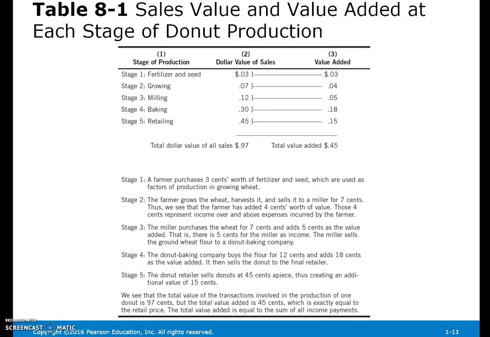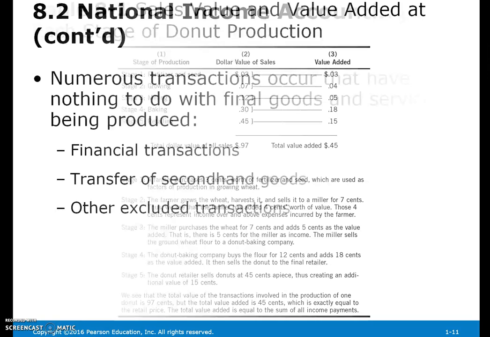So it starts with fertilizer and seed, and then you have to grow it, and then you mill the seed, and then you presumably make the dough and bake it, and then you sell it. And at each stage, there is value added happening of each intermediate good, and you can read through this on your own and just understand this.